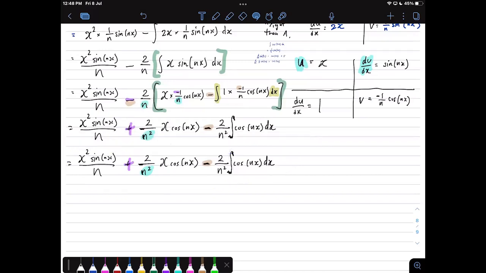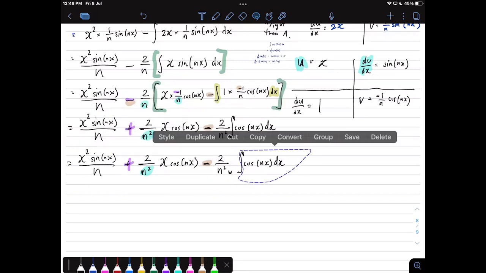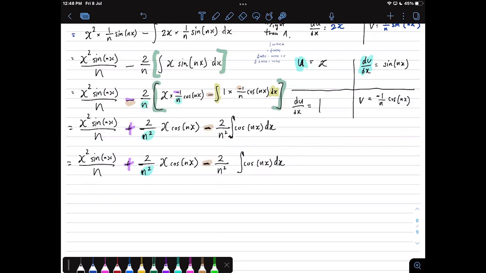1 over n sine nx. Yes, correct. So this one will just be 1 over n times sine nx. Exactly. Differentiate sine, you get cosine. Chain rule, differentiate nx, you get n times 1 over n, cancel off, become 1. Okay, then you plus c.